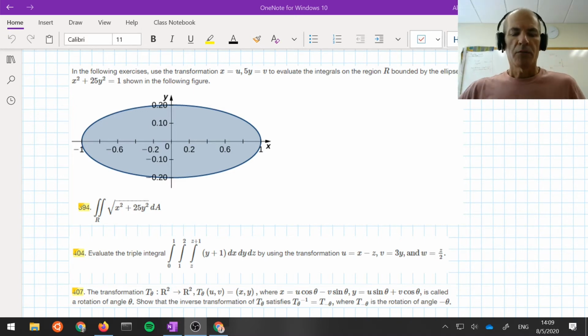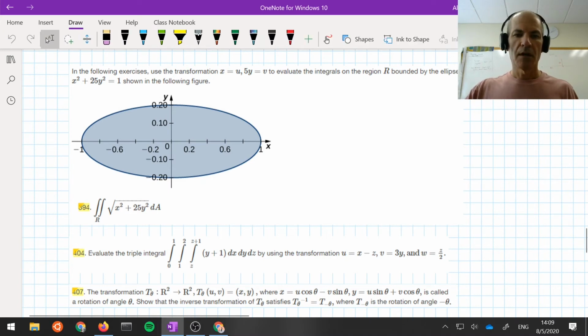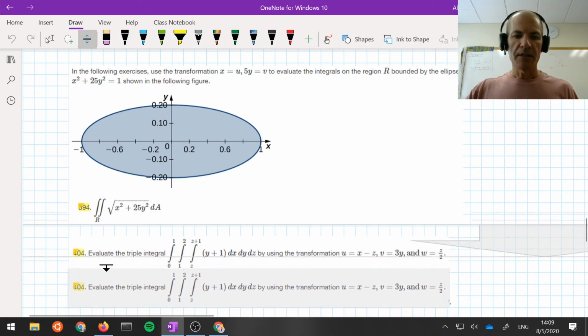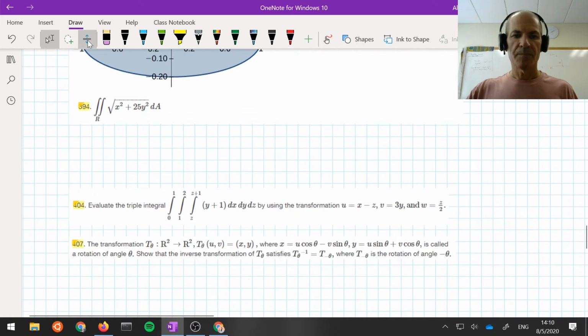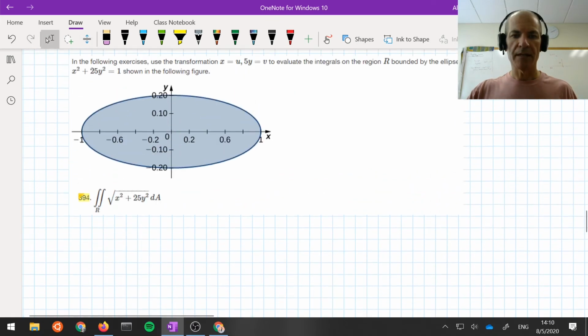All right, in problem 394, we have a pretty classic example of a transformation or change of variables in two dimensions. We have this integrand, the square root of x squared plus 25y squared, which is going to be hard to integrate in Cartesian coordinates because we don't have any sort of accompanying du to do a u substitution. The book conveniently gives us a transformation that should be handy.